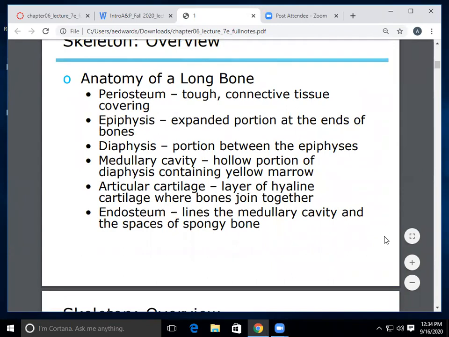All right, so long bones, we'll start there. So on the outside of the long bone, you have periosteum. So peri is an outer covering. All right, so I know in the lab, and if you look at the lab practical review, there's a question about layers. This kind of gives you a little bit of information about layers here as well. So here's an overlap. So it's tough, connective tissue.